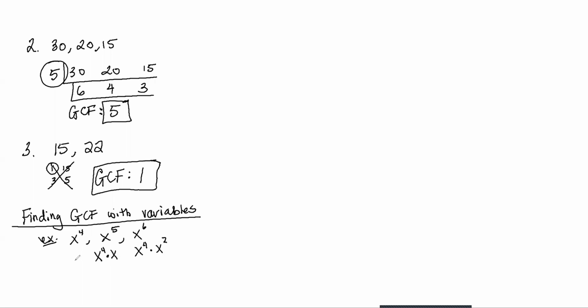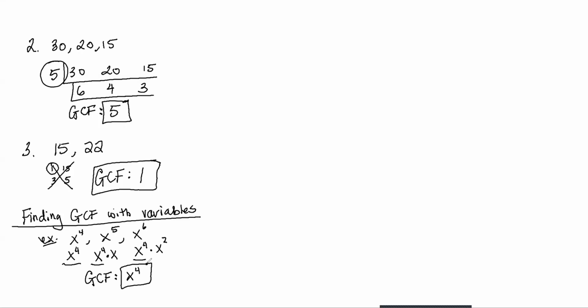And we can write x to the 4th just as x to the 4th. I don't need to break it down anymore. But if you notice, they all have an x to the 4th in them. So that's what our GCF is going to be. It's going to be x to the 4th.